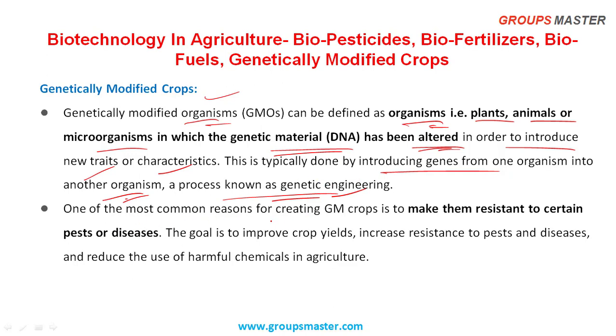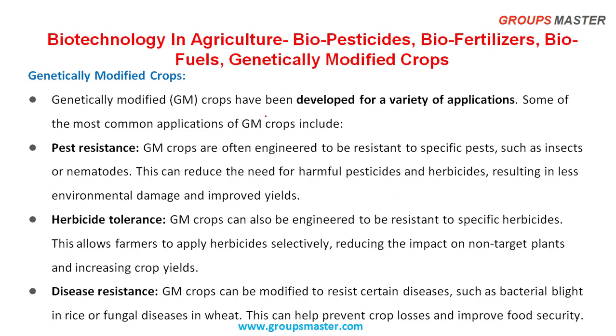One of the most common reasons for creating GM crops is to make them resistant to certain pests or diseases. The goal is to improve crop yields, increase resistance to pests and diseases, and reduce the use of harmful chemicals in agriculture. GM crops have been developed for a variety of applications. Some of the most common applications of GM crops are pest resistance. First one is pest resistance.